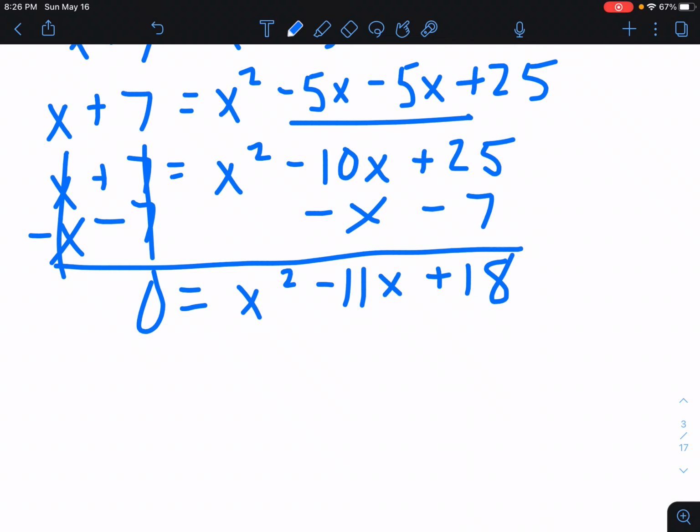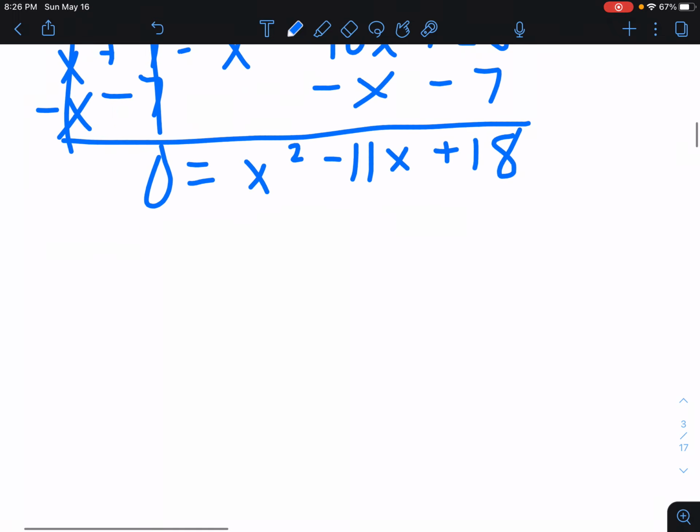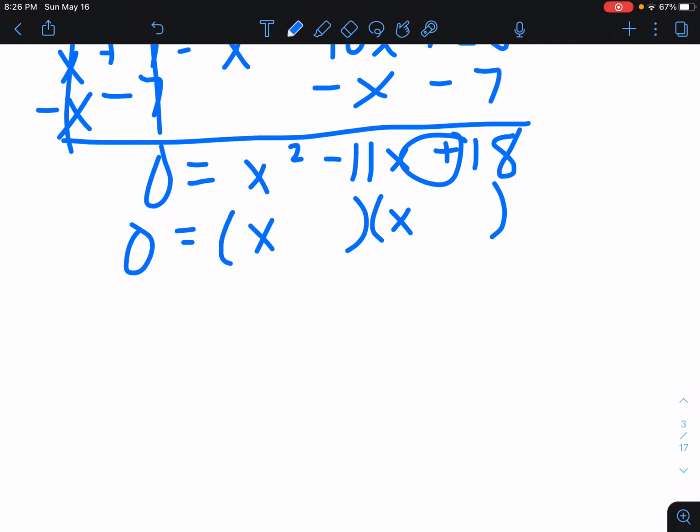So you can either factor here or use the quadratic formula. I try to think, do I have two numbers that multiply to 18 and add up to 11? Yes, I do, 9 and 2, so that means I can factor this. When the C is a plus, that means the signs are the same. They're both minus. So we'll put minus, minus. And as I said, two factors that multiply to 18 and add up to 11 are 9 and 2. So those are my factors.